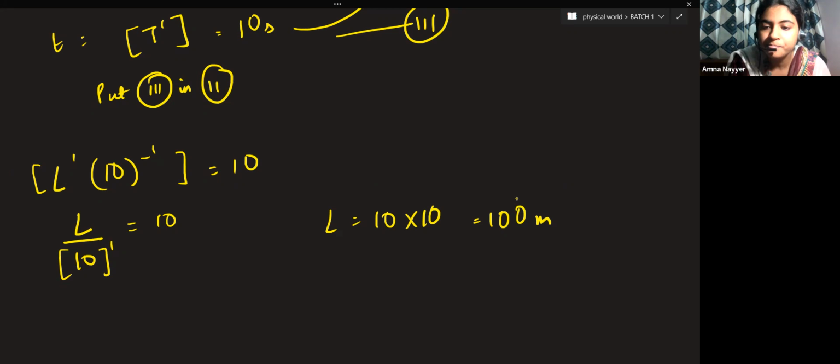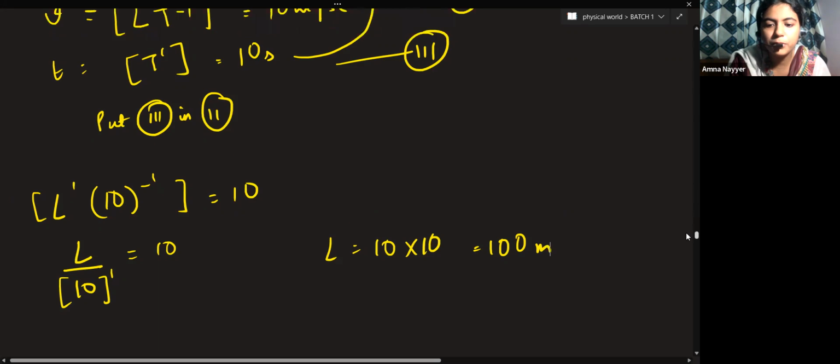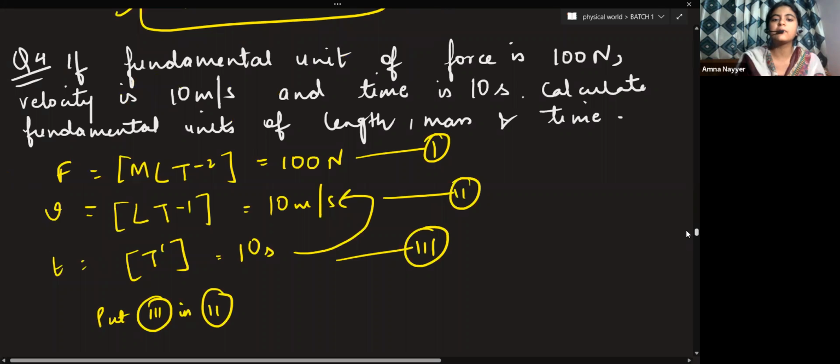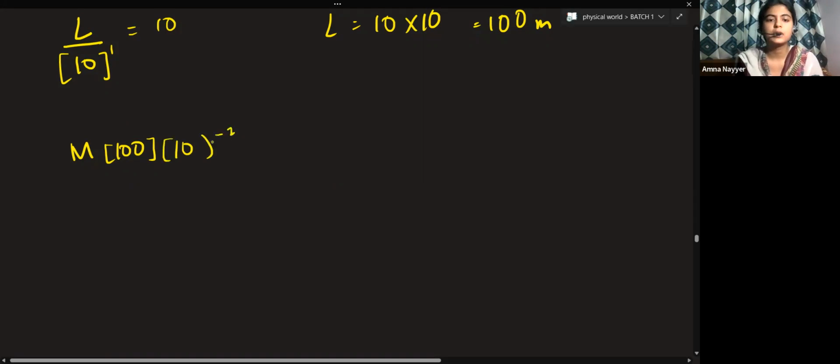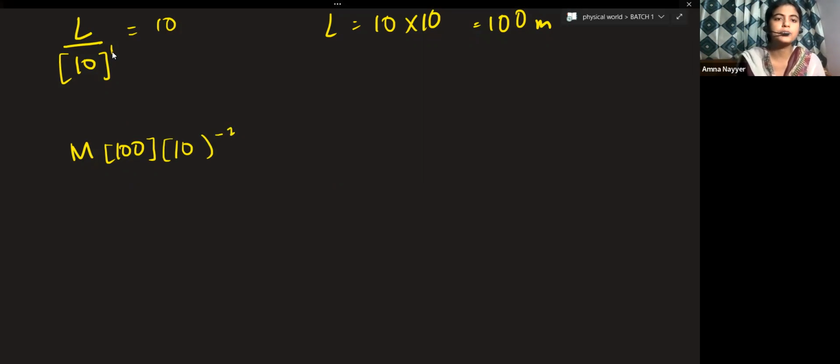So one is missing. Now we have the value of length, we have the value of time. We do not know mass. So let's put the values of length and time to get out the value of mass. MLT to the power minus 2 is equal to 100. So M, we don't know. L, 100. L to the power 1 was there, no? So this is correct. T to the power minus 2. This is your whole dimensional formula.